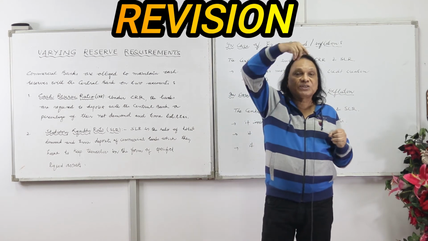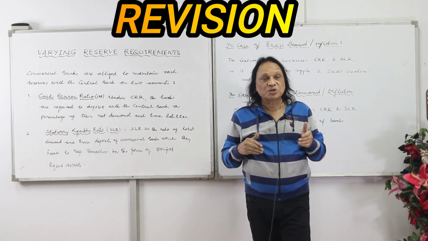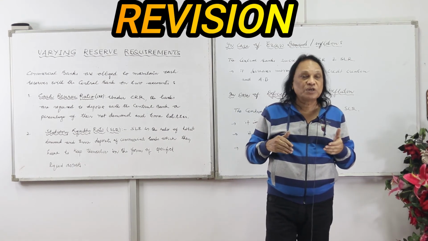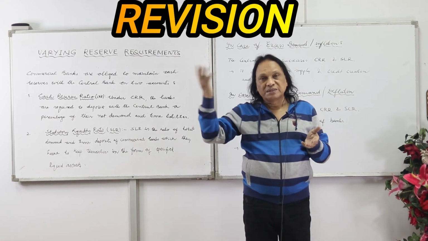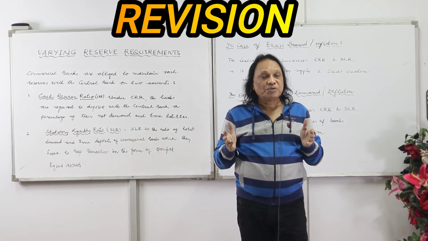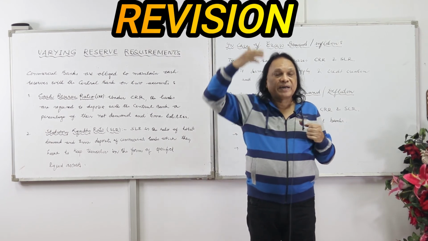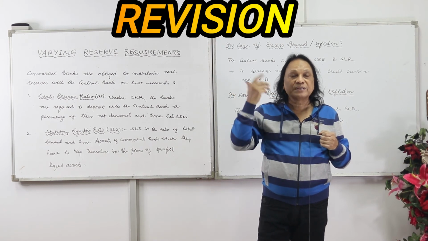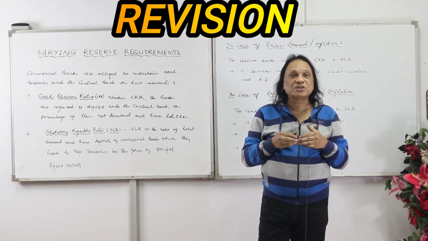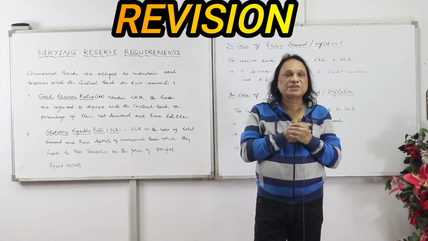What exactly is cash reserve ratio? CRR. Under cash reserve ratio, commercial banks are obliged to keep a part of their demand and time liabilities with the central bank all the time without lending it to the general public. When there is excess demand in the economy, the central bank increases CRR, the cash reserve ratio. When there is deficient demand, the central bank reduces CRR.